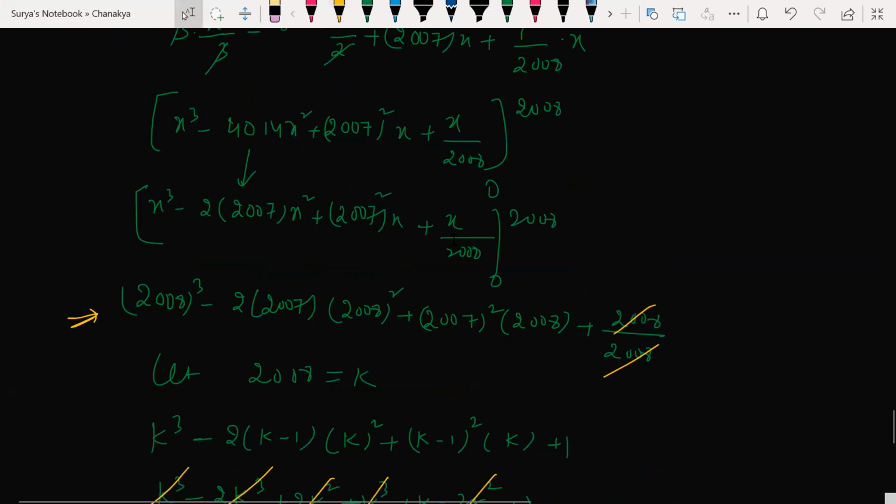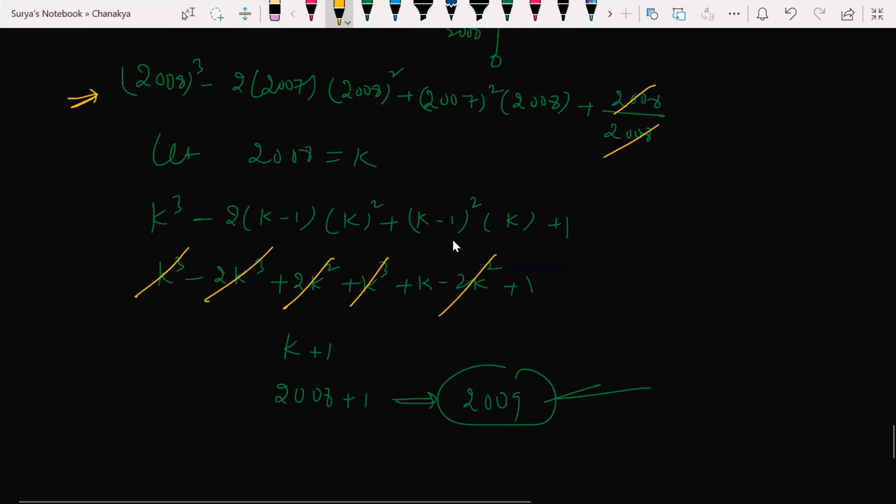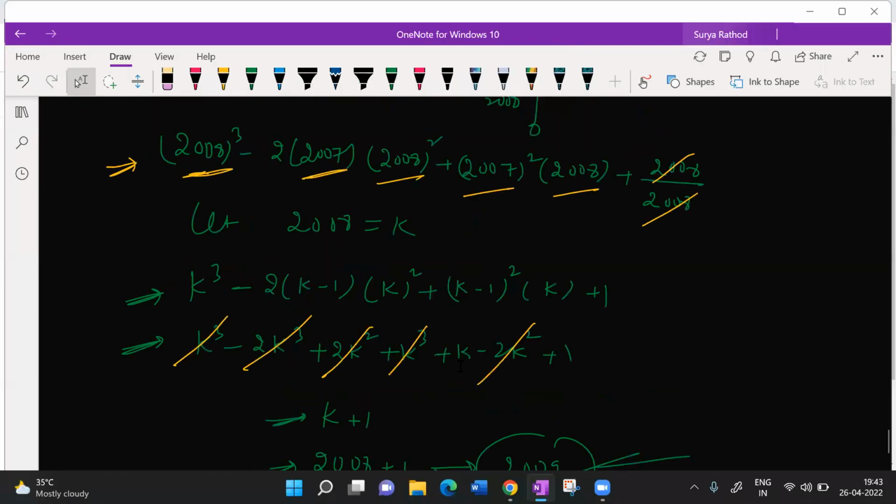Again, instead of writing 2008 again and again, what I'm doing here, I'm taking 2008 as k, substituting here. k cube minus 2007 is what? k minus 1. 2008 minus 1 is 2007, right? Yes. So this is k minus 1, k square, k minus 1 whole square, k. After simplifying, I'm getting k plus 1. k plus 1 is nothing but 2008 plus 1, which gives me 2009. This is how you proceed for this type of questions.